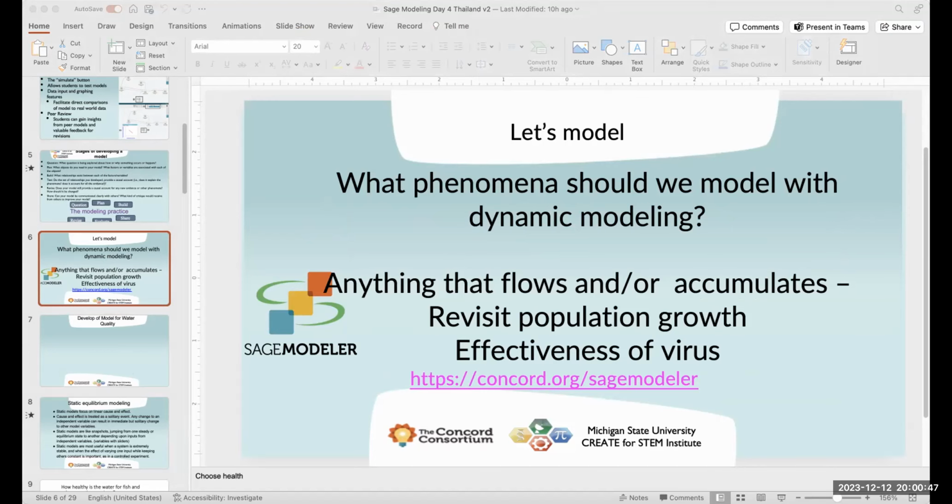While we're doing this, would you put in the chat what kind of variables you think are needed to create a model for the water quality? So based on what we've been doing, just throw your ideas in the chat. What are the variables?